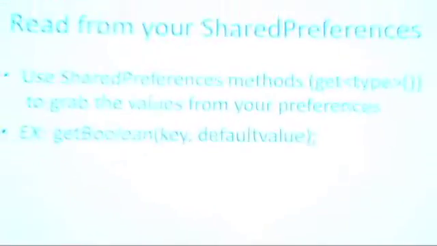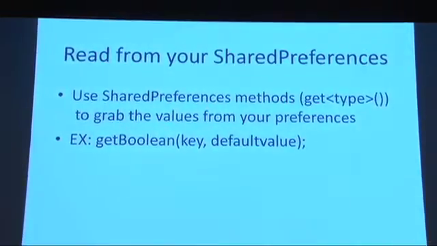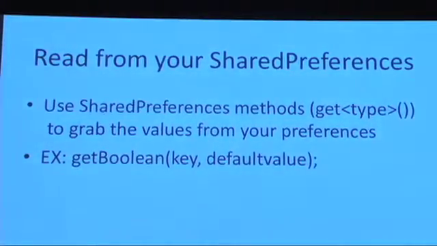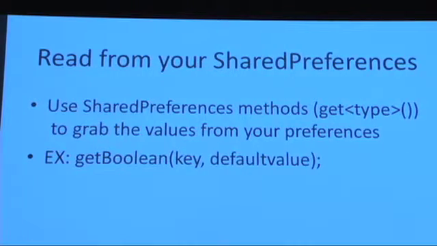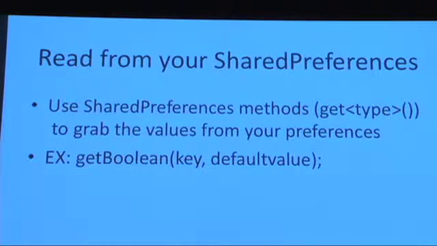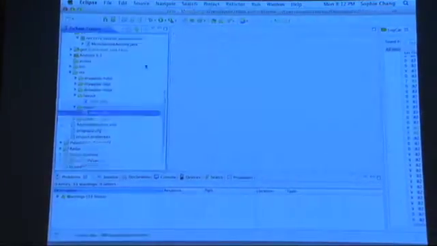Okay. So the last thing would be to read from these shared preferences. You can use these shared preferences methods similar to the putting methods. So you use getBoolean or getCharacter to grab these values from your preferences. As you can see there, an example would be to getBoolean with your key and default value already in there. So let's actually just go through an example, and we're going to do our shared prefs sample here.